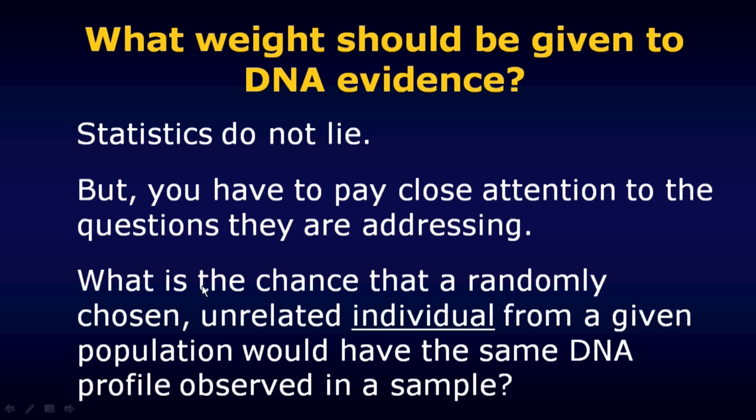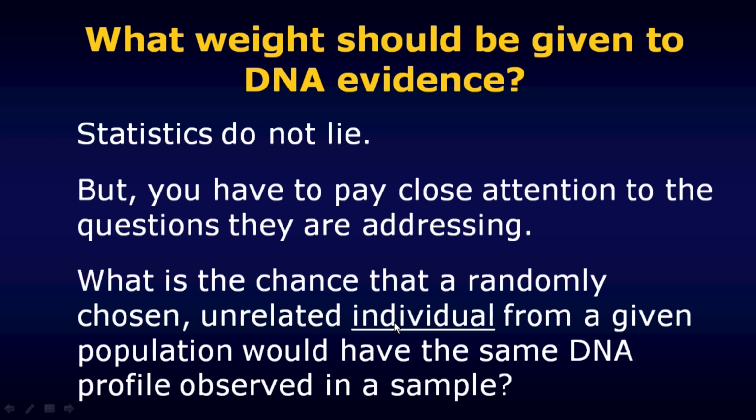Right? I've said in an earlier video that we need to be very careful about what questions these statistics are intending to address. The question that a random match probability is intending to address is very specifically, very explicitly this one: what's the chance that a randomly chosen unrelated individual, and let me emphasize individual here, from a given population would have the same DNA profile observed in a sample?